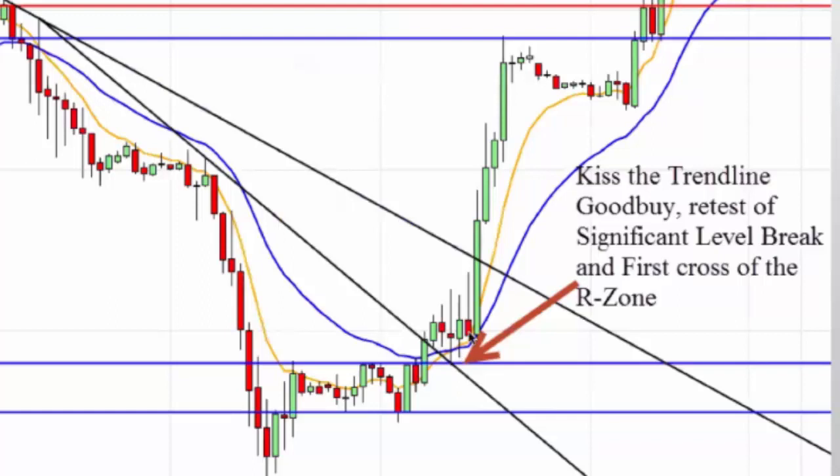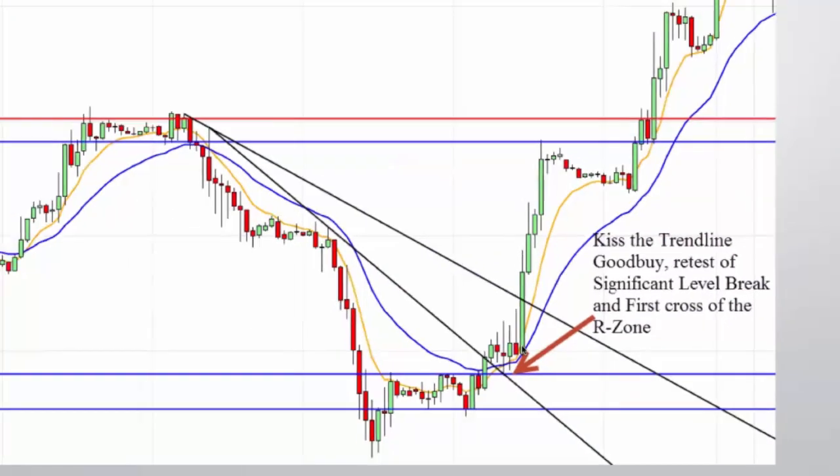So there's a bunch of different setups here. When all combined, it's a very powerful setup together. Again, breakout from the horizontal channel, close above a trend line, return to the breakout zone, first cross area, setting up a first cross rotation zone.